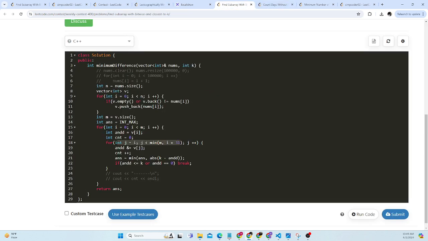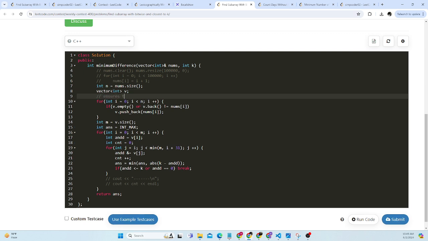So what I have done is taken a vector v. If the vector is empty, just push nums of I. But if the last element inserted is equal to nums of I, then don't insert it. So in this way, this ensures that adjacent elements are never equal. And then for each element of I, we'll just go 30 steps plus, because after 30 moves, it is maximum.